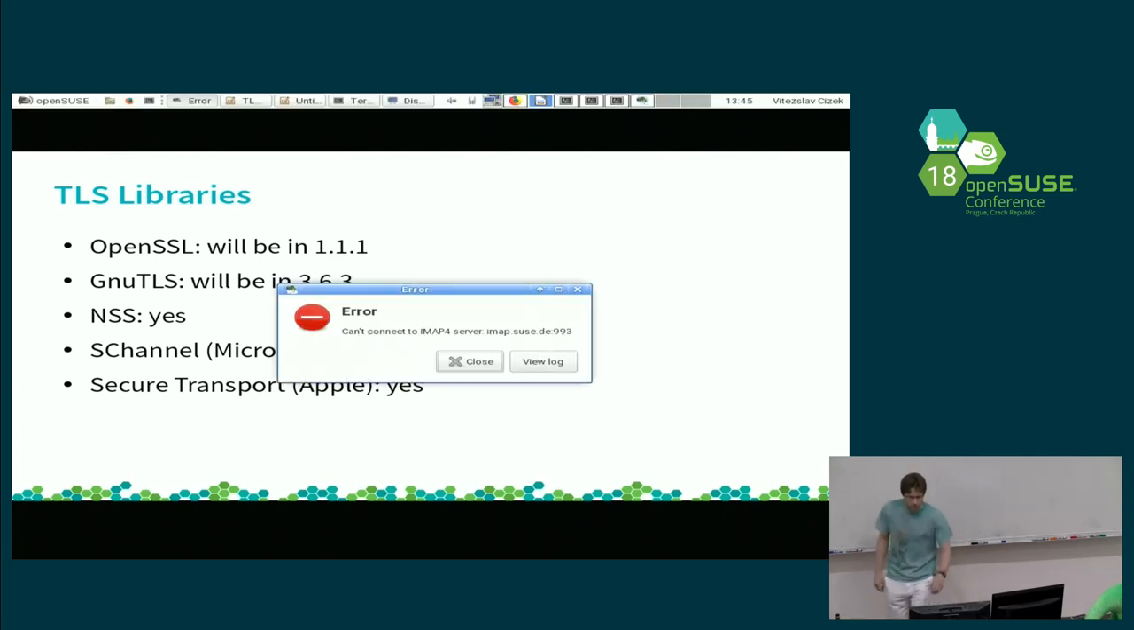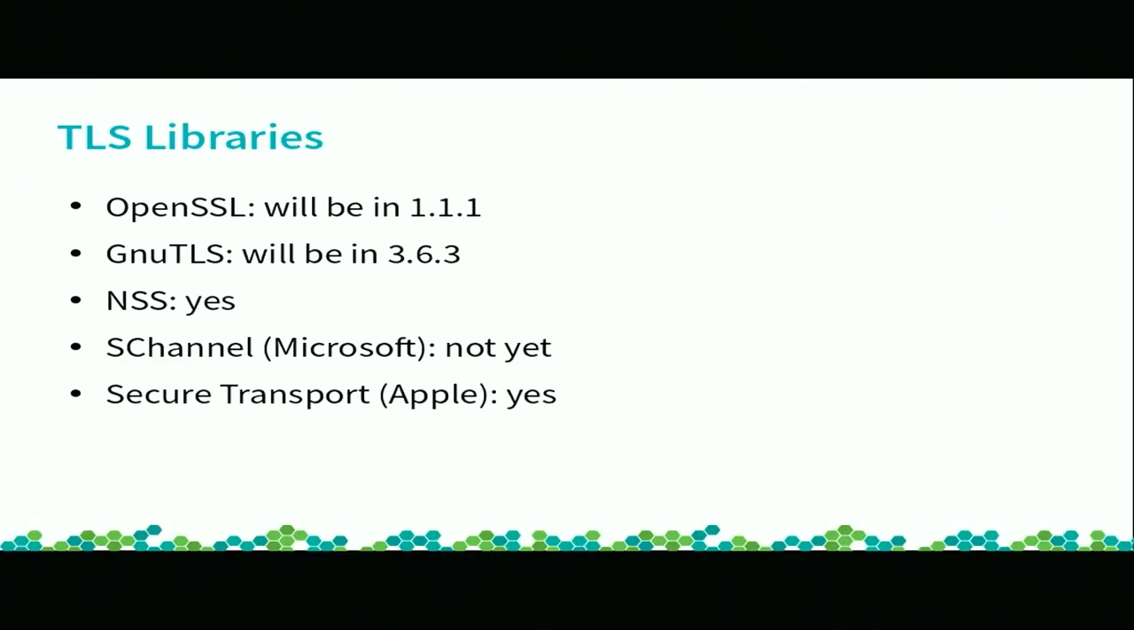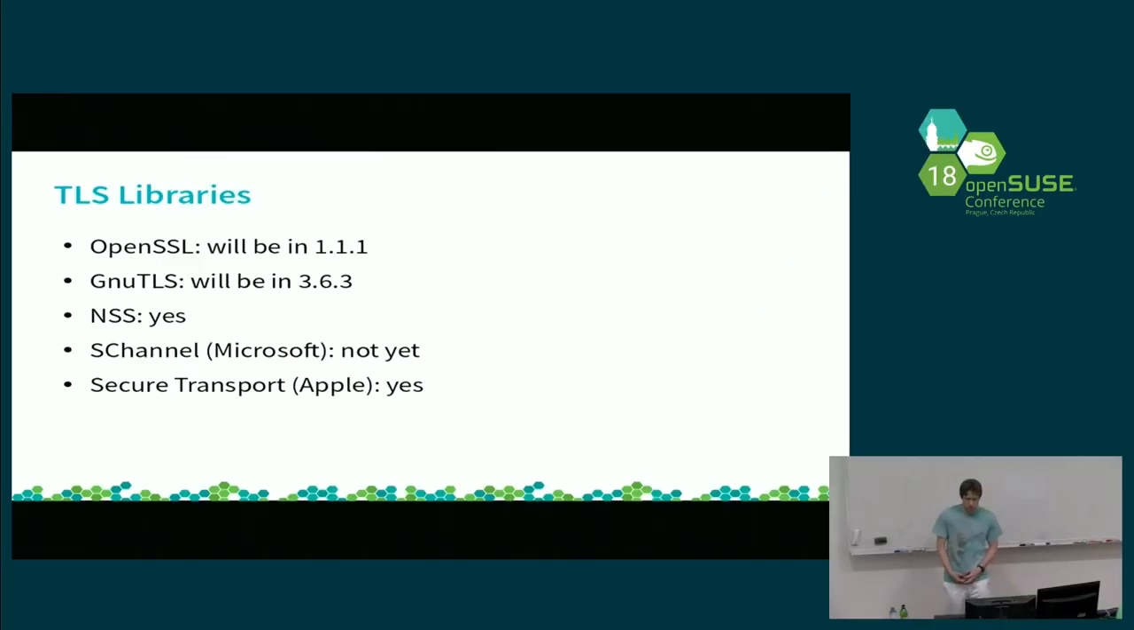Most of the SSL implementations are at least working on implementing the draft. In OpenSSL, everything is implemented, but there was no actual release. Everything is in master, but the upcoming 1.1.1 version is scheduled in a few weeks and may be released very soon. The same goes for GNU TLS. Everything will be enabled and fully implemented in 3.6.3.